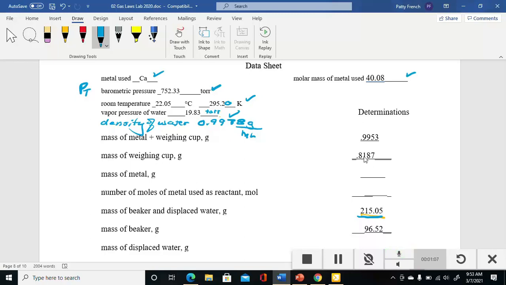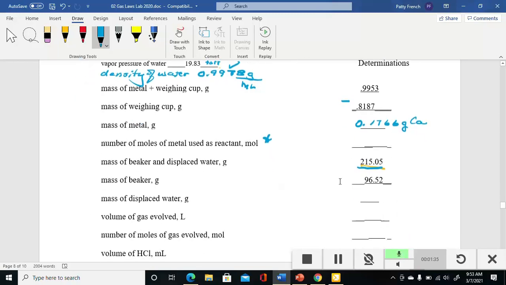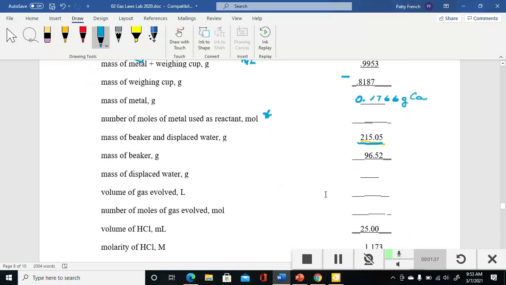Now, a weighing cup was massed, and then metal, some calcium, was added to it, and when I subtract these two, I find that I had 1.1766 grams of calcium. And we're going to figure out how to get the moles of calcium in just a minute. All I'm doing is going through and doing the stuff that I don't need to do anything special for.